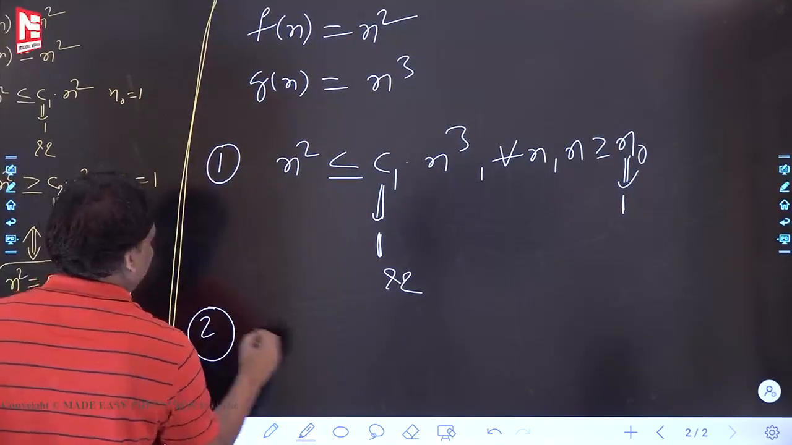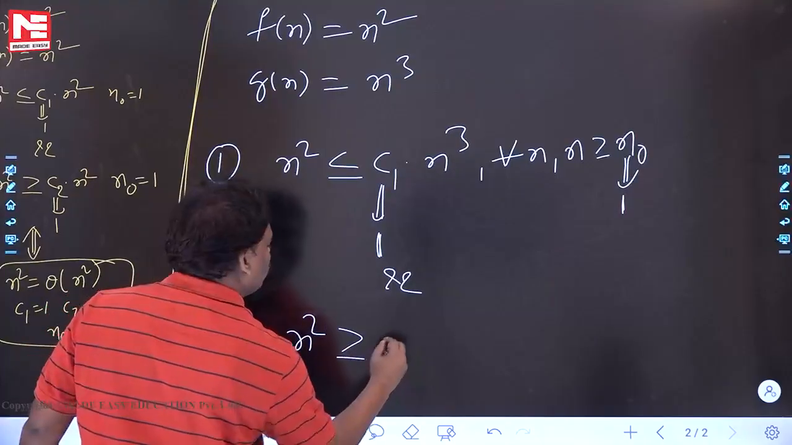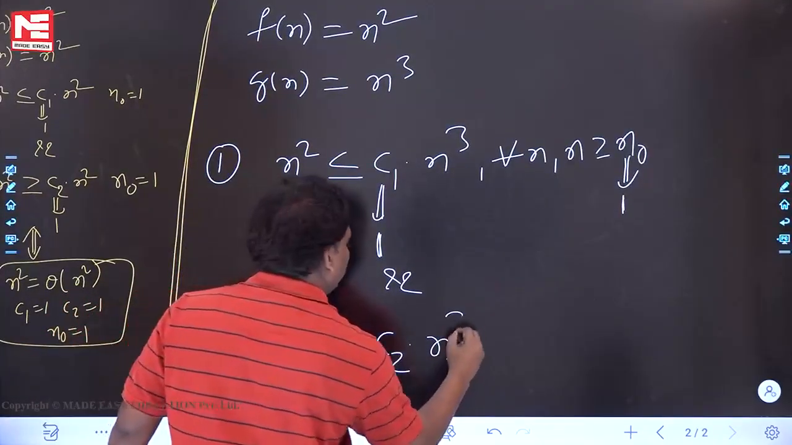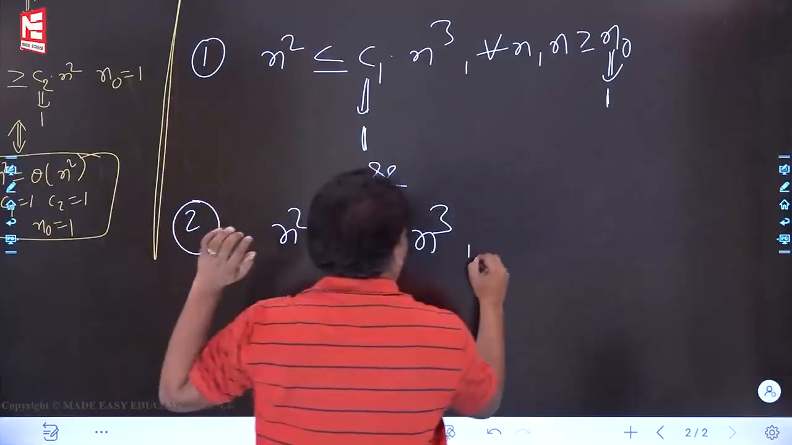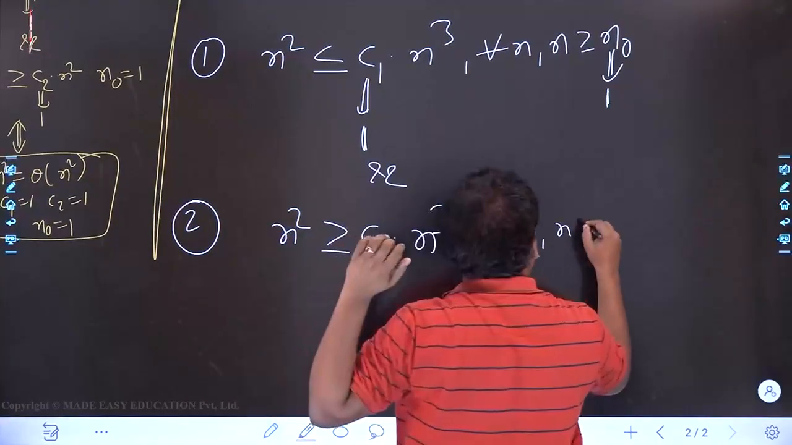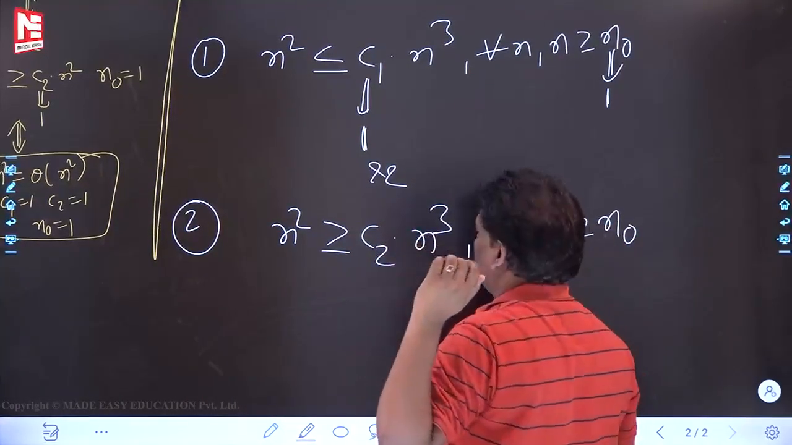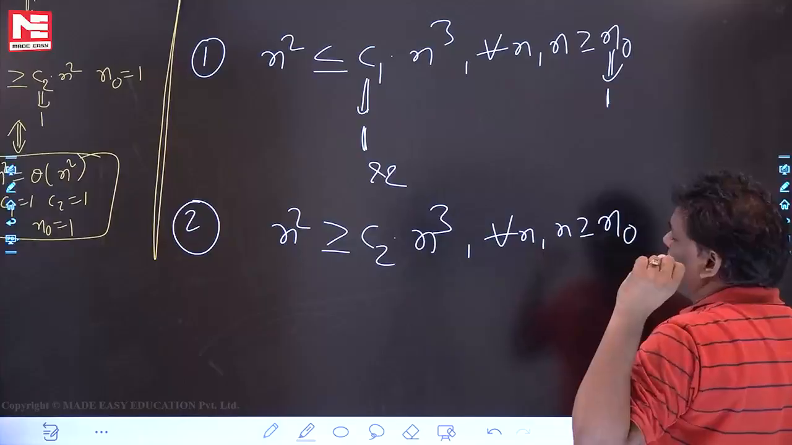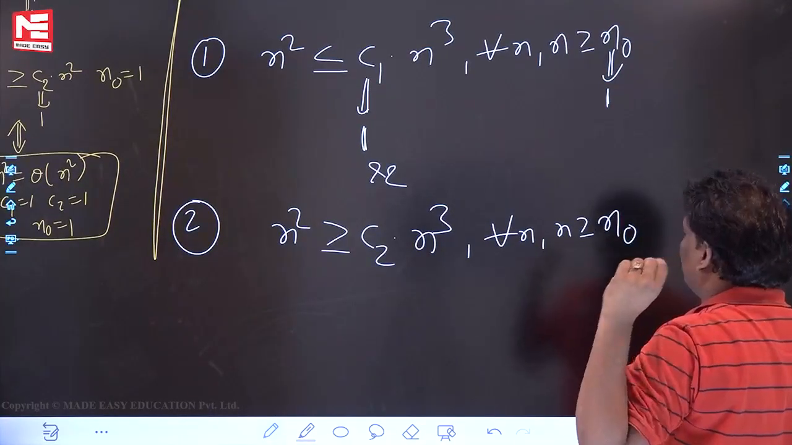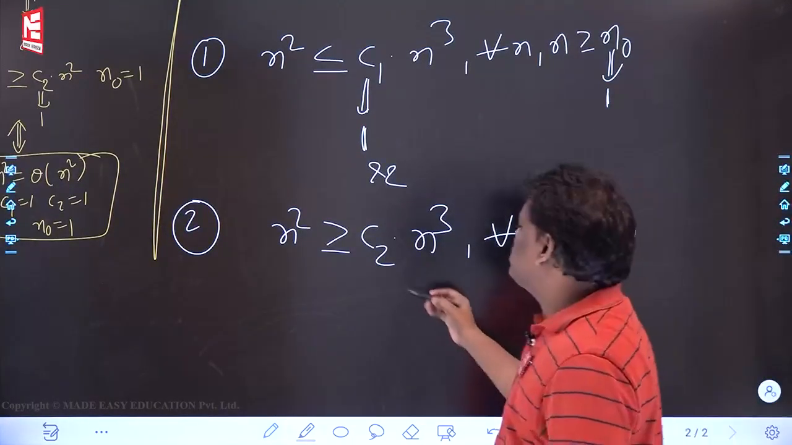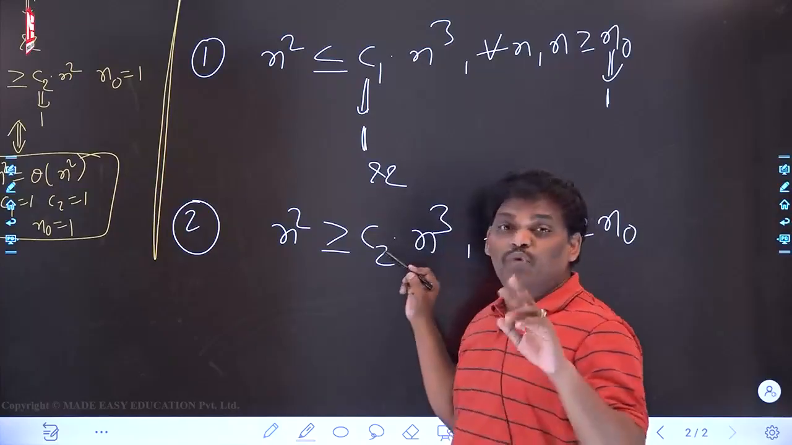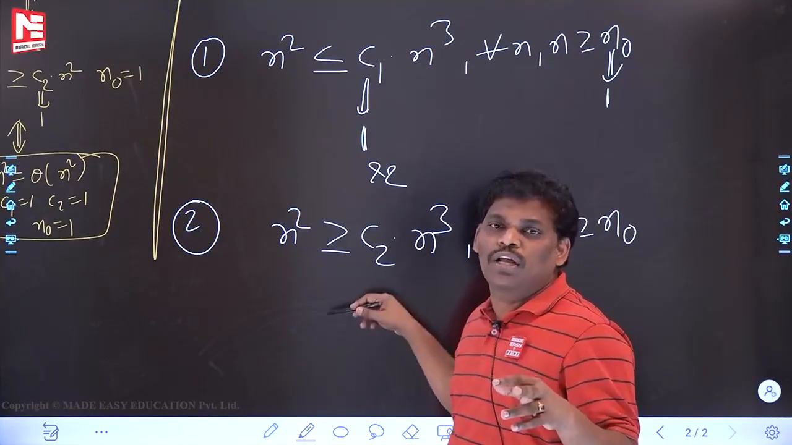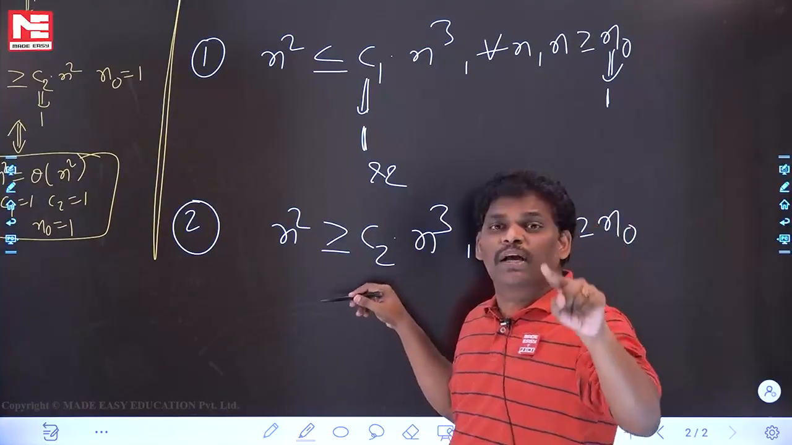Second, omega. Let me try. N square greater than or equal to some C2 into n cube, for all n where n is greater than or equal to n0. Now can you help me, one small line? What is the meaning of omega? Omega means right will be smaller. That means left will be bigger or equal.